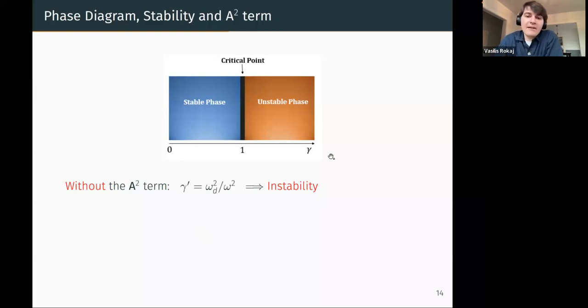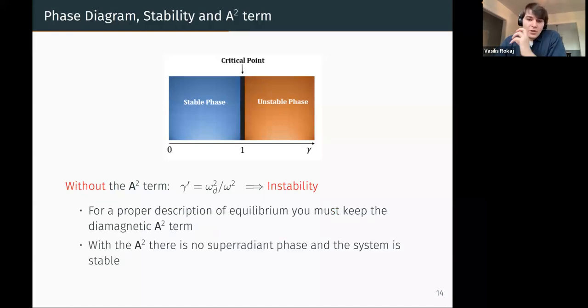And then in this case, I am really entering the unstable phase because my gamma prime has become larger than 1. So the conclusion from this is that if you really want to have a stable ground state for your condensed matter system, even for the simplest electron gas, you really need the A squared term there in order to have a stable ground state.